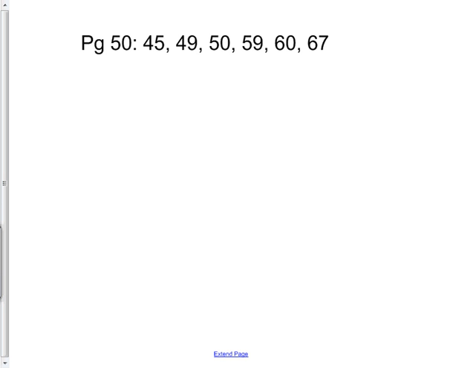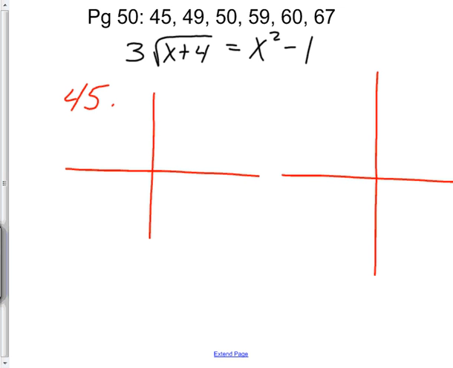So would you please grab your book, open it up to page 50, and we'll do the first couple of these things. I'll help you get started. Page 50, number 45. I'm going to pause while you get there. Okay, so here's number 45.